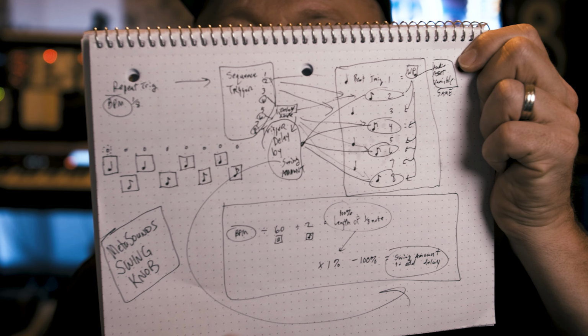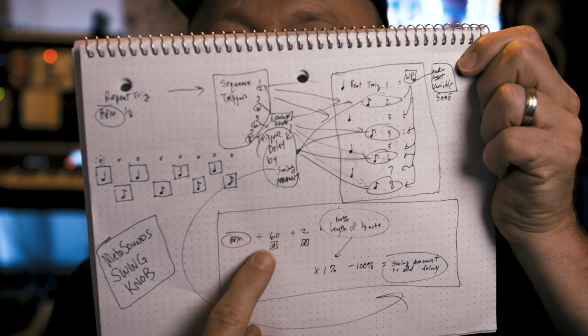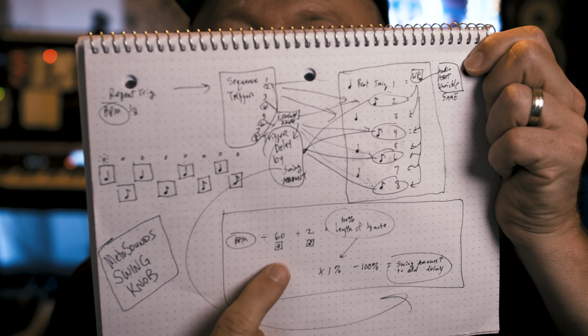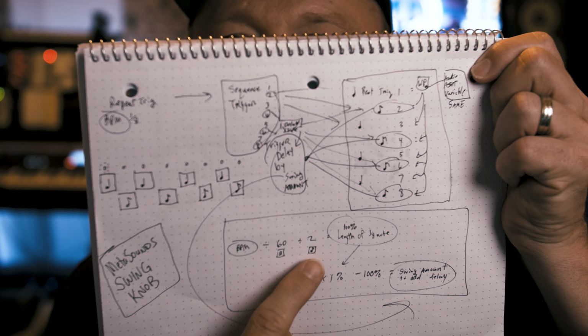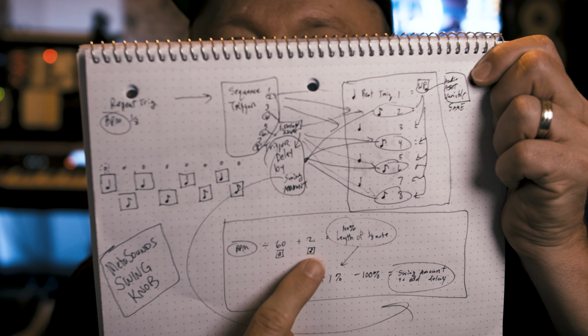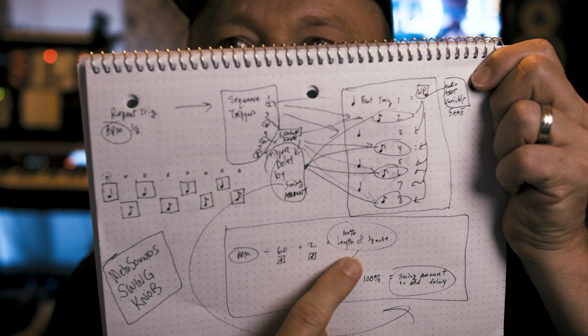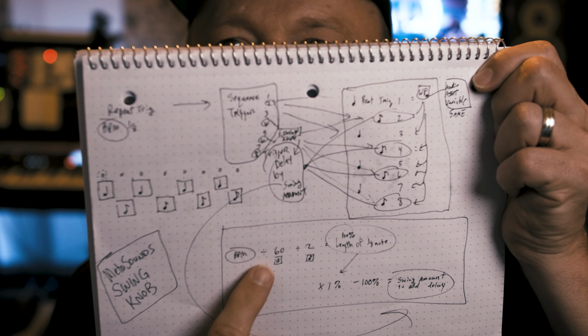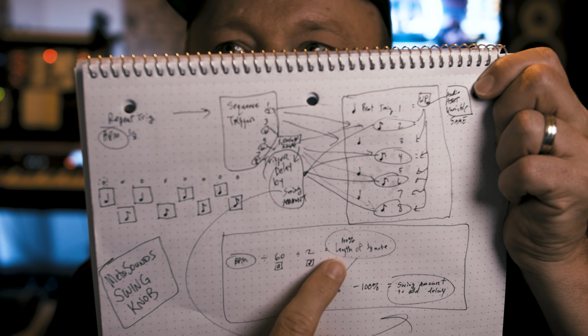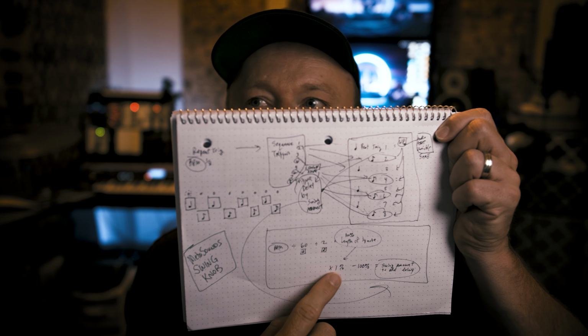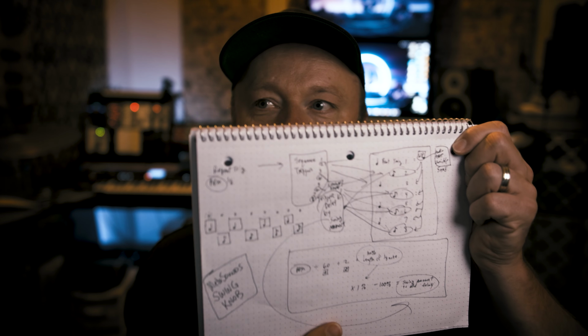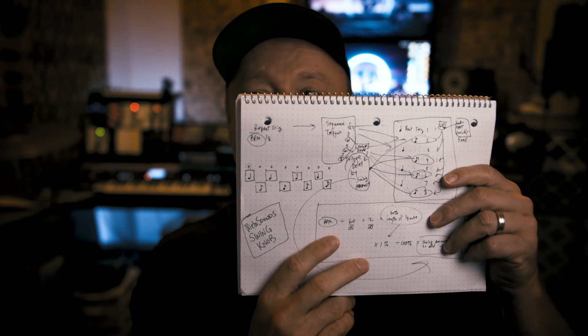I figured if you took any BPM and divided it by 60, that would give you how long a quarter note is. And then if you divide that by 2, that would give you how long an eighth note would be. So this math here, original BPM divided by 60 divided by 2, gives you the length of an eighth note. Then once you get the length of an eighth note, you multiply that between 1 and 100, or in our case, 0 to 1, and that's going to give us a percentage, what we call the swing amount.